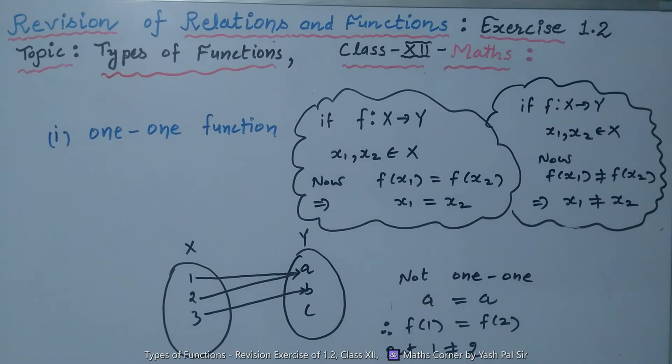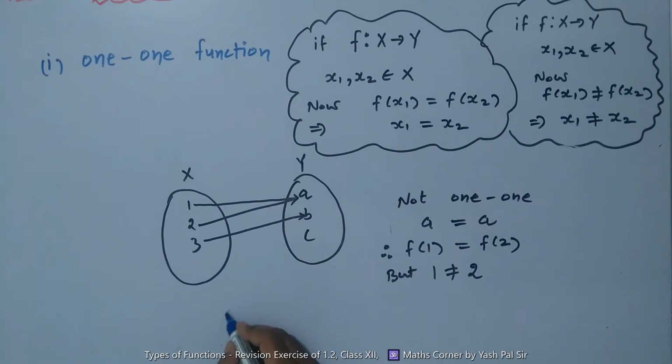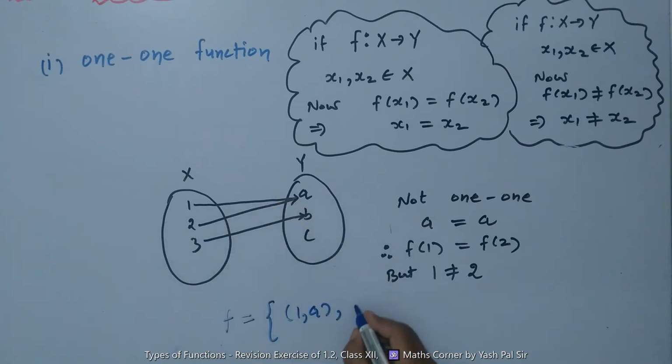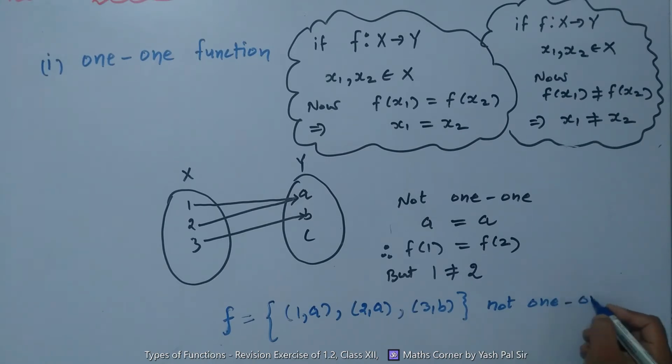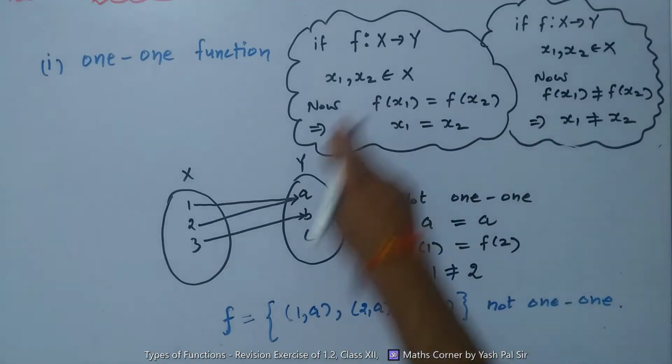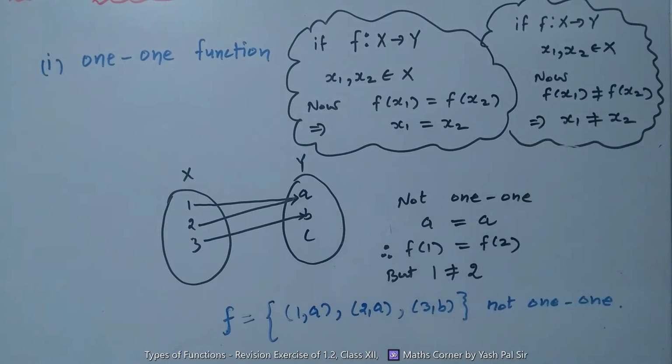So this function can be written as f is equal to the ordered pairs (1, a), (2, a), (3, b). This is the way we can write the given function in roster form. So this function is not one-one. The reason is explained above.